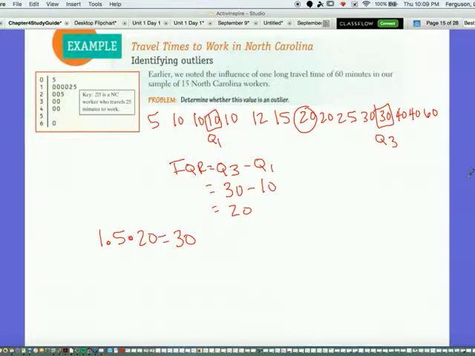Now that I've calculated my IQR rule, I'm going to take my Q3, which was 30, and if I add to it 30, which was my IQR rule, I would get 60. What that means is any value that's greater than 60 would be considered an outlier. Because 60 is not greater than 60, it's actually not considered an outlier, even though it kind of appears like it might be because it's far away.